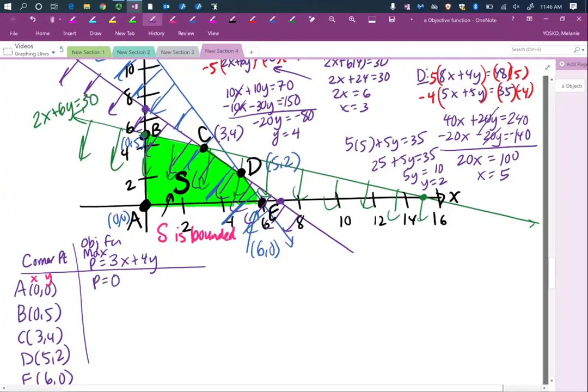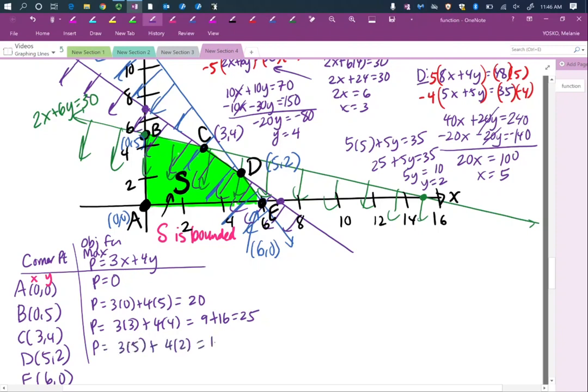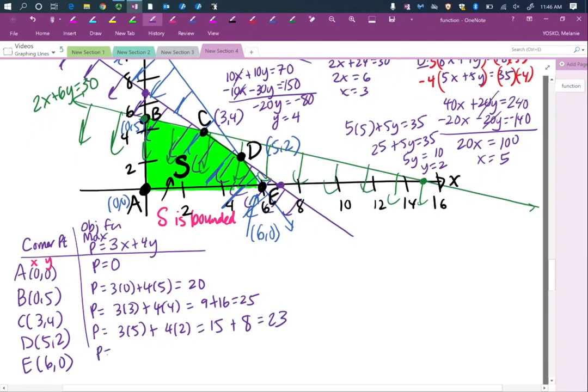P here is 0. In this P, we get 3 times 0 plus 4 times 5. Well, that's 20. Here we get 3 times 3 plus 4 times 4. That's 9 plus 16, which is 25. For D, we get 3 times 5 plus 4 times 2. That's 15 plus 8, is 23. And for E, we get P equals 3 times 6 plus 4 times 0. We get 18. We want to maximize this. So which one is the biggest? 25 is bigger than the other numbers.